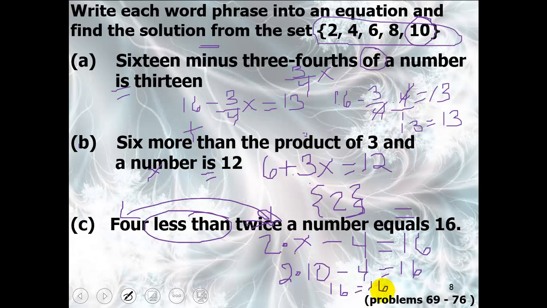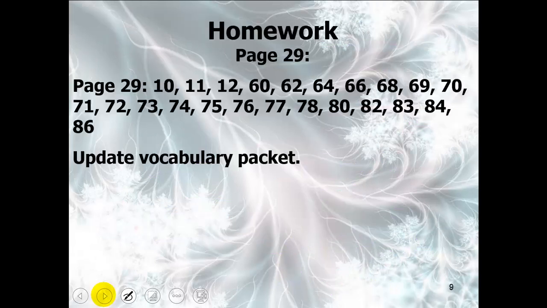Good job. If any of these you don't understand, play it again and listen carefully to the words and try and improve your understanding by replaying this video.